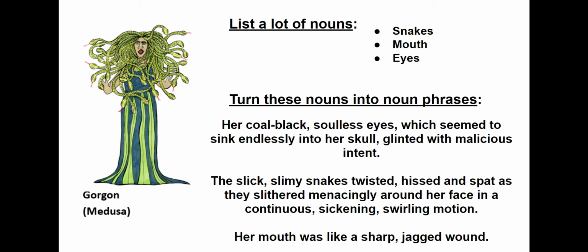So really using as many opportunities for description in your sentences as you can. Keep expanding it. See if you can add more detail as you go. You can embed some clauses about something that's in there that you can add more information to. Or in another example I wrote, the slick, slimy snakes twisted, hissed, and spat as they slithered menacingly around her face in a continuous, sickening, swelling motion. Her mouth was like a sharp, jagged wound. All right, so as well as that, you don't just have to stick to adjectives. If you've got other descriptive devices you can think of, like similes and metaphors, fantastic, include those.